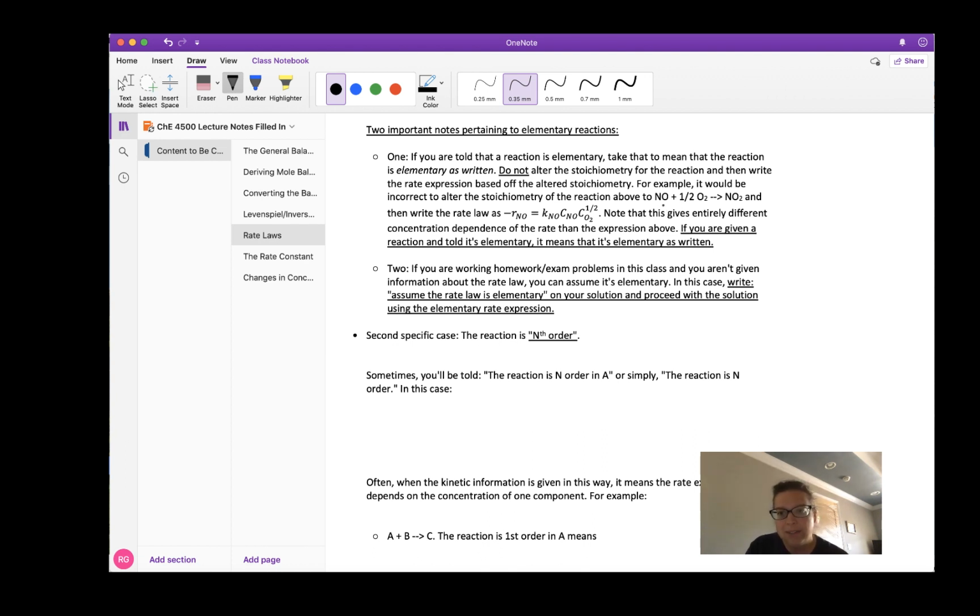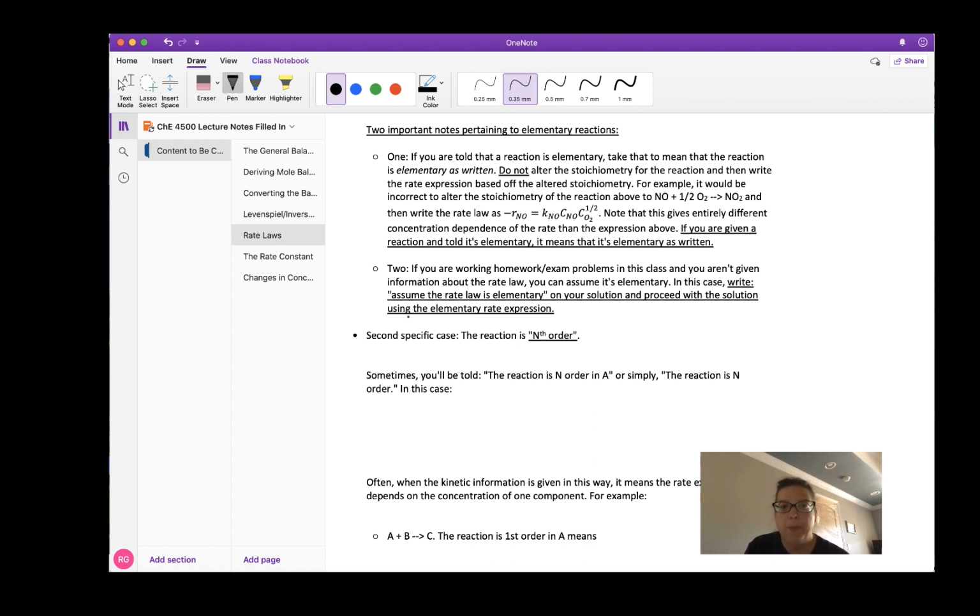So that's one of the biggest sets of confusion that students have in this unit, I've found. And really, when you do that, you're making it more complicated on yourself. So bottom line here, if you're given a reaction and told it's elementary, it means it's elementary as written. Okay, so that's point number one.